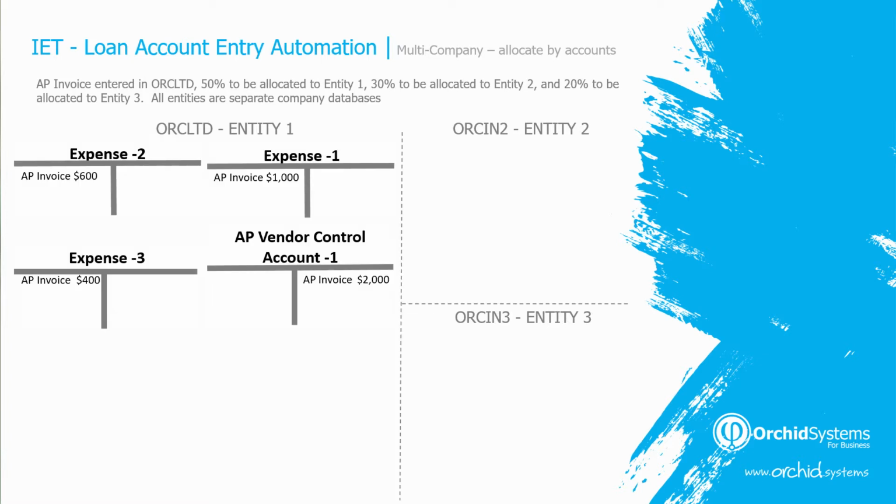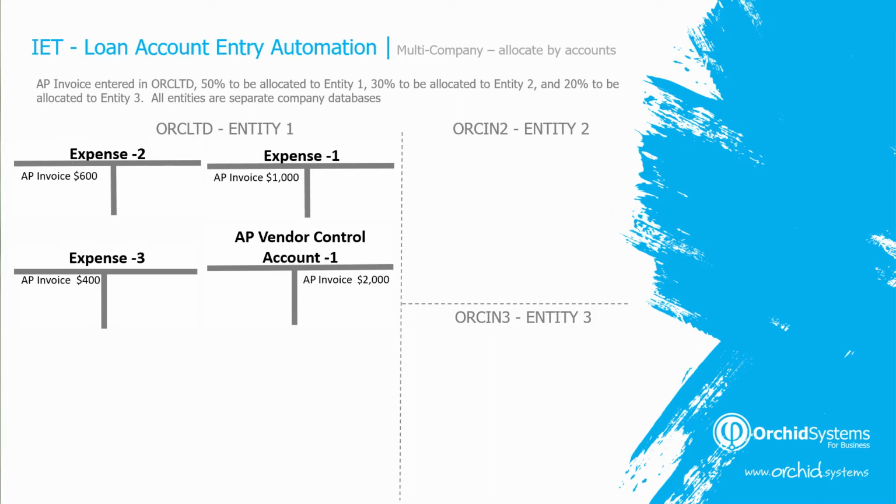The original AP invoice entry will debit expense belonging to Entity 2 of $600, debit expense belonging to Entity 1 of $1,000, debit expense belonging to Entity 3 of $400, and credit the control account of $2,000.